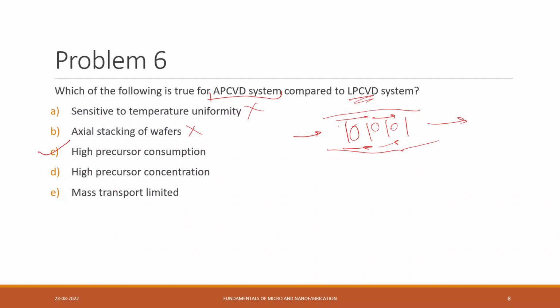Next, high precursor concentration. In APCVD systems, we tend to go for lower concentrations compared to LPCVD systems, because in an LPCVD system we are getting low pressure, so we tend to have high precursor concentration such that it can negate the effect of lower pressure. So here lower concentrations are possible and favorable. And the last thing is mass transport limited. So it is mass transport limited. So C and E will be the correct options.